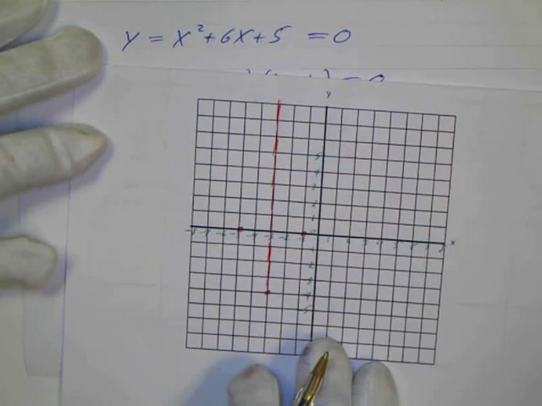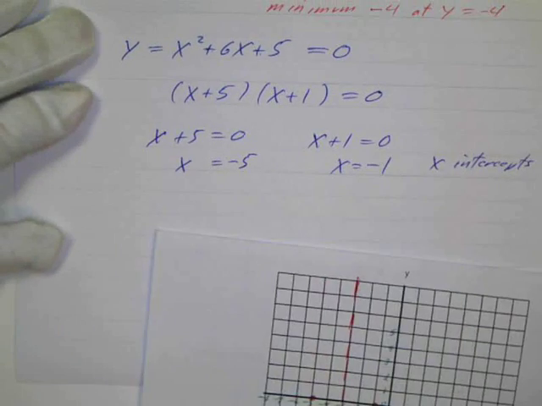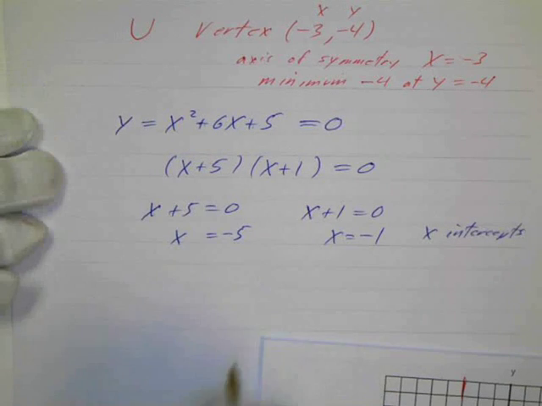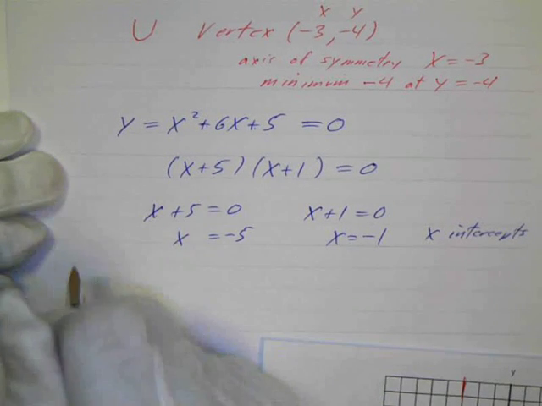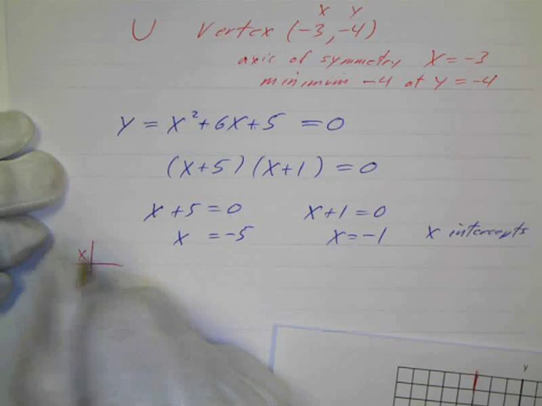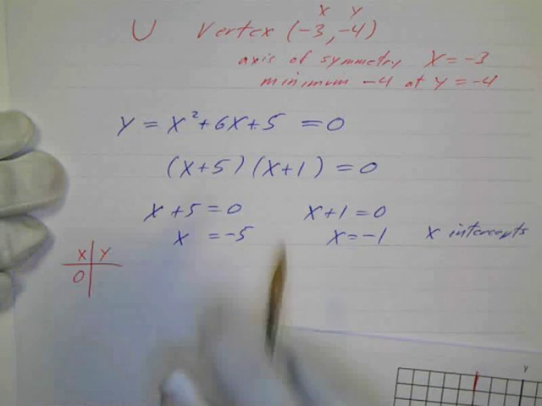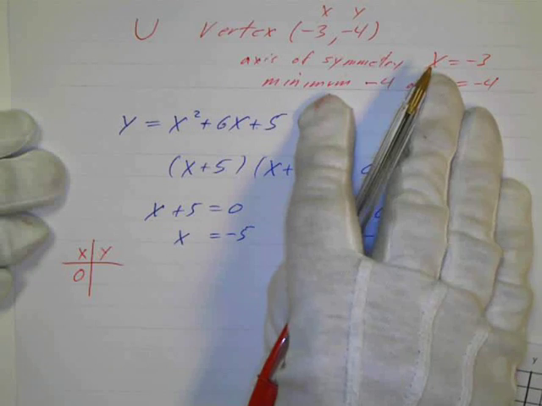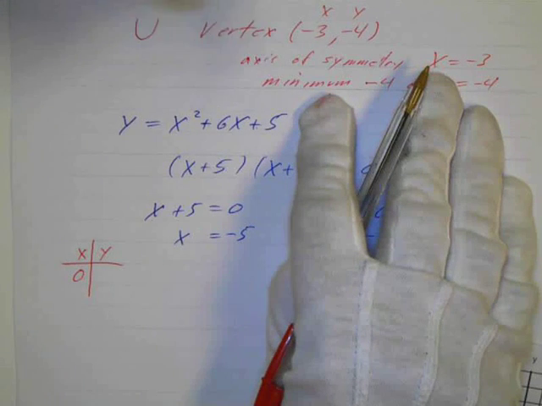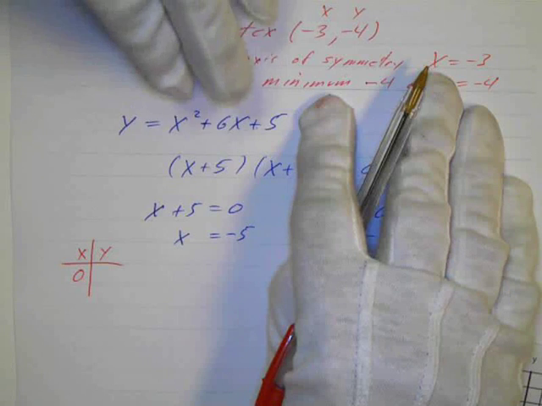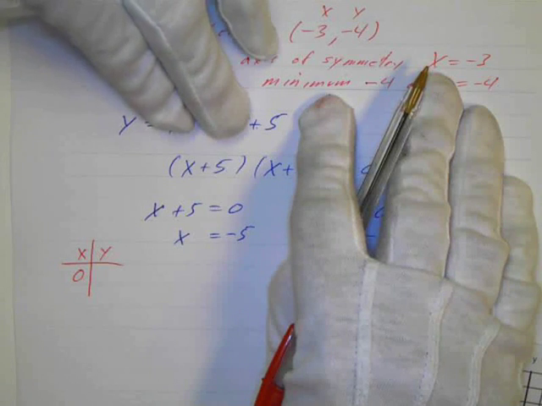All right. Now we can also find the y-intercept. That's the y value when x is 0. So when x is 0, and we could think of a little table of values here, x, y. When x is 0, if I put 0 in here, y equals what? Well, y equals 5, because 0 squared plus 6 times 0 is 0, so we just have y equals 5.